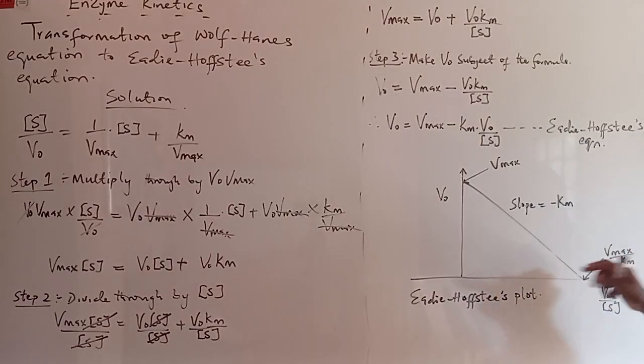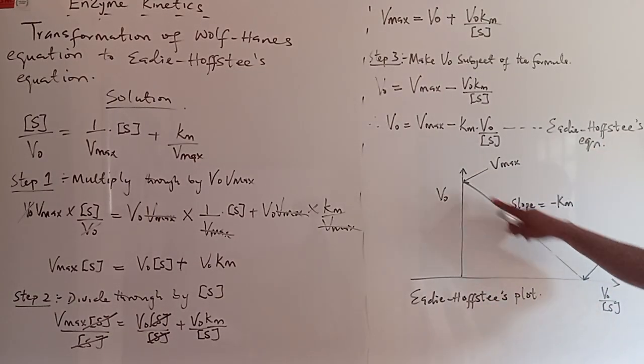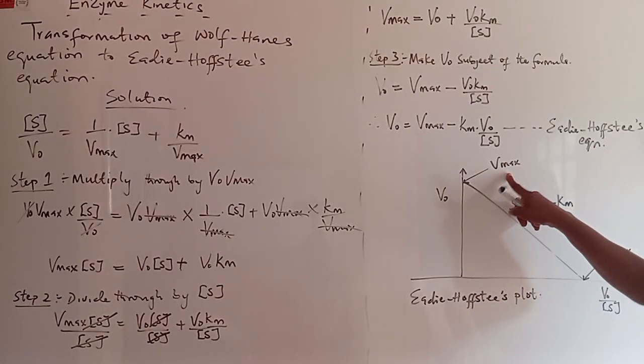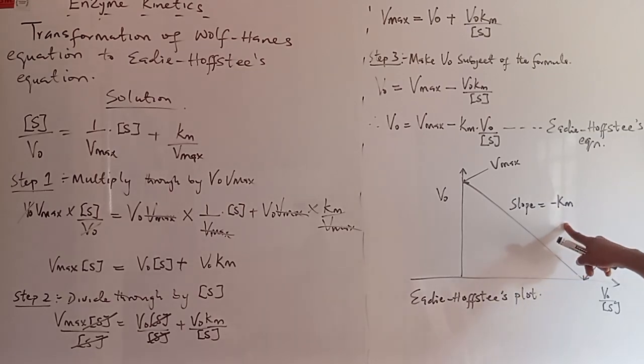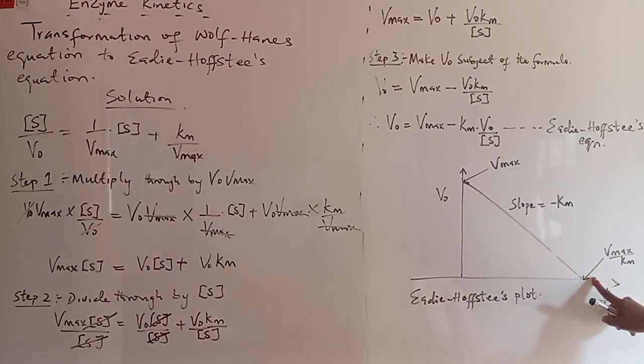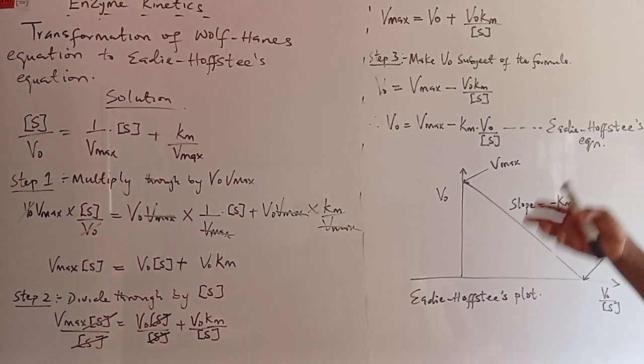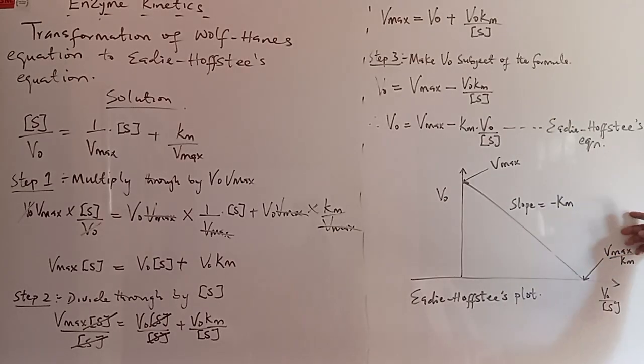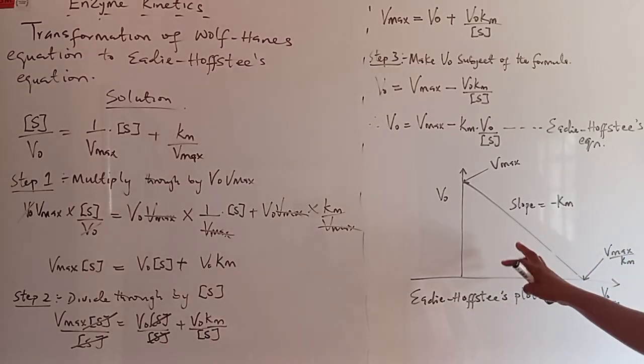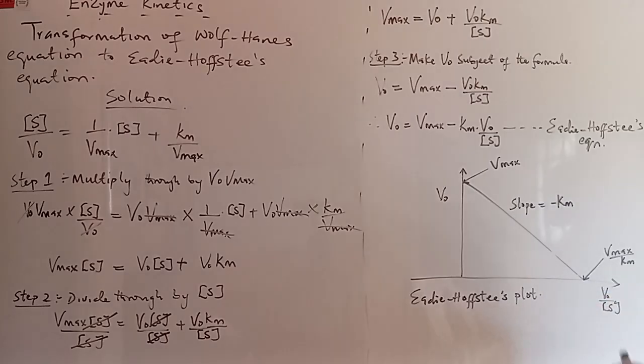So the best in all of this is the Eadie-Hofstee, because at a glance it gives you the value of Vmax and the value of Km. And then this intercept on the x-axis gives you a direct division of Vmax and Km. So just like the other graph, which is the Lineweaver-Burk plot, this plot also does not compress data at high substrate concentration, because the graph contains only one reciprocal, which is for this at the x-axis.